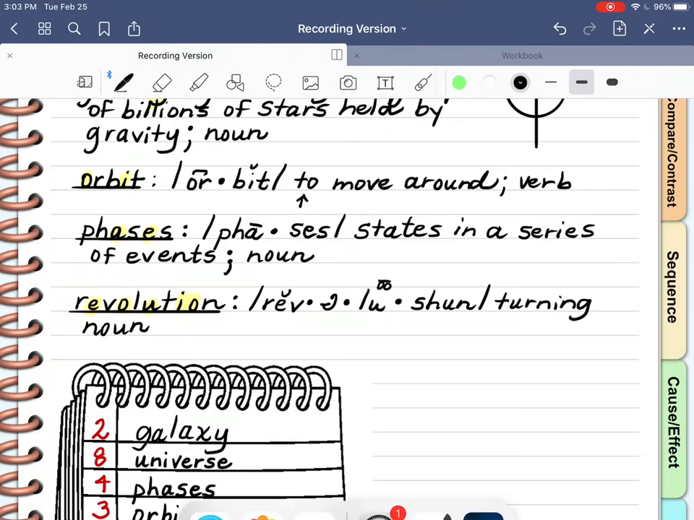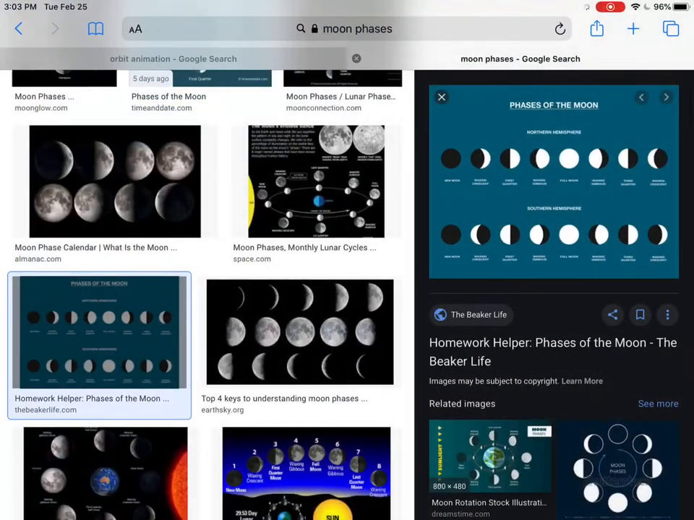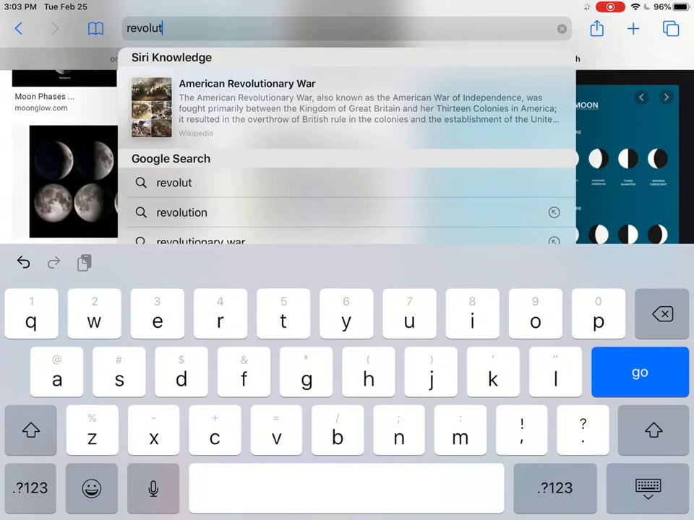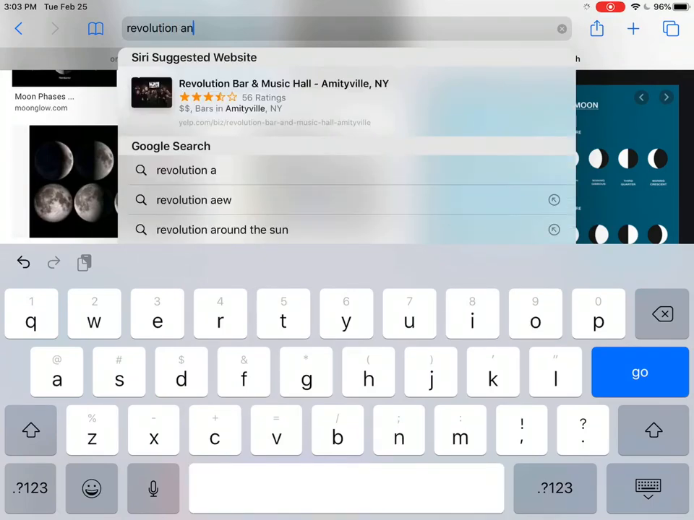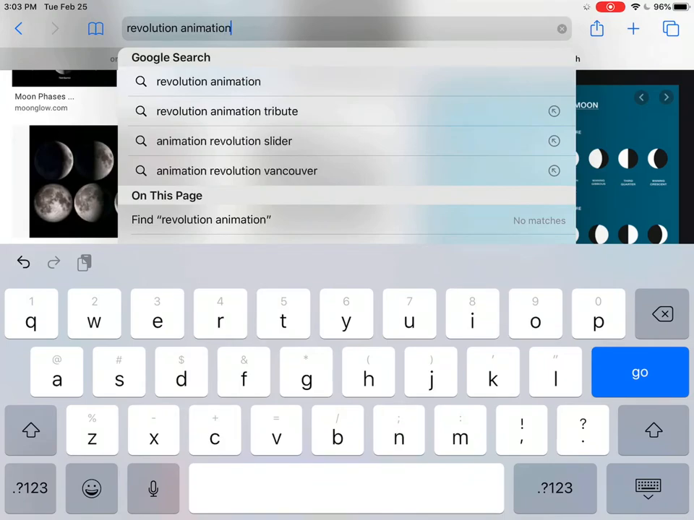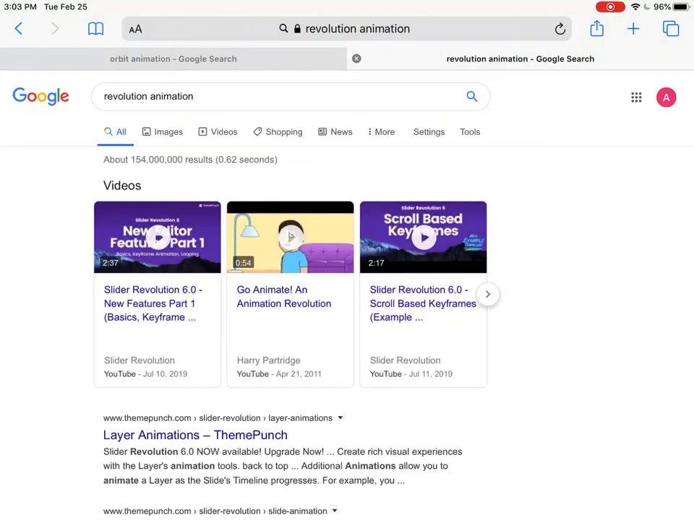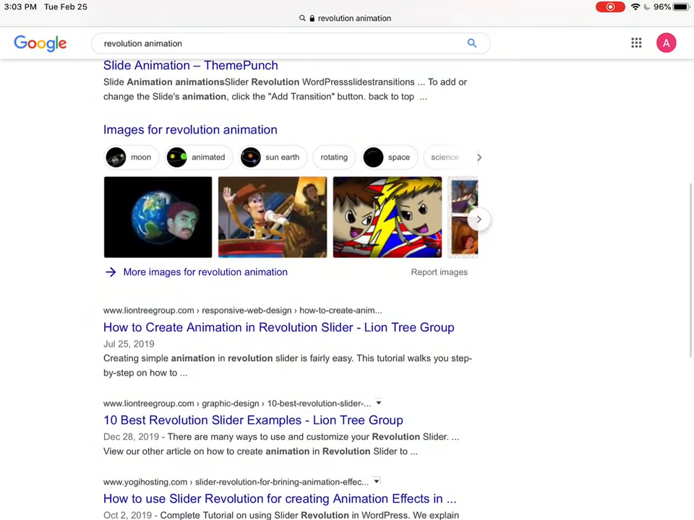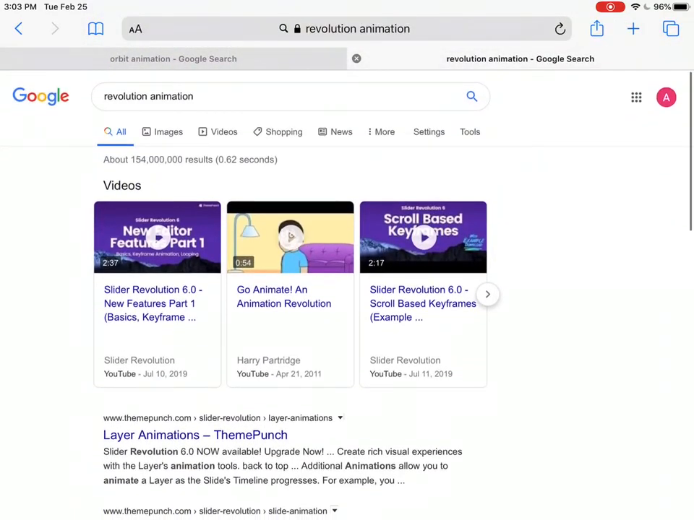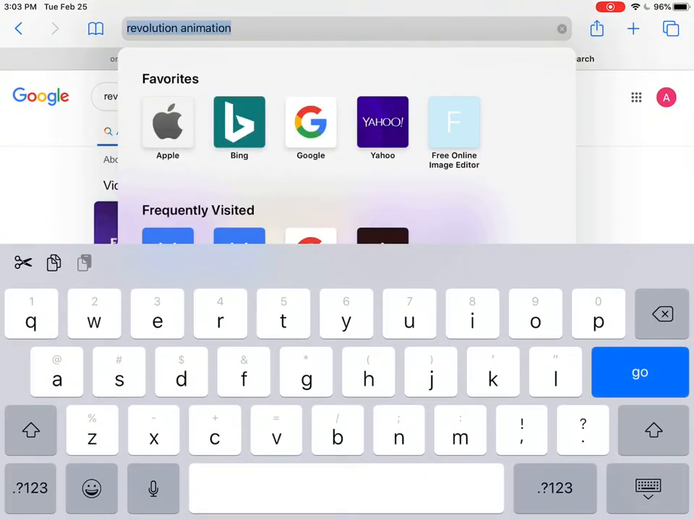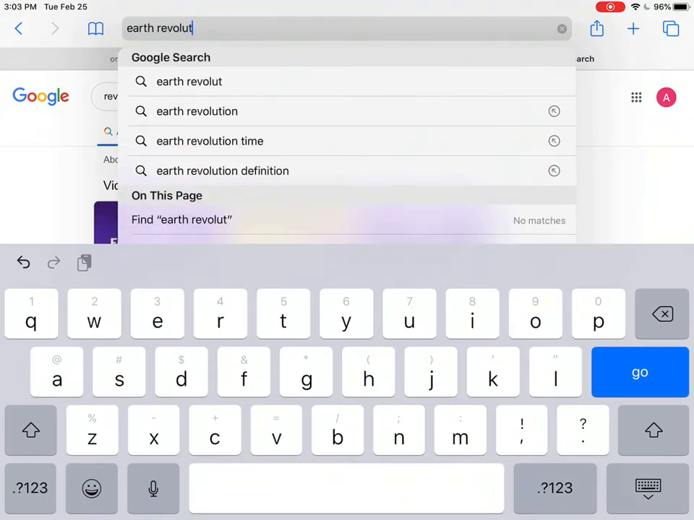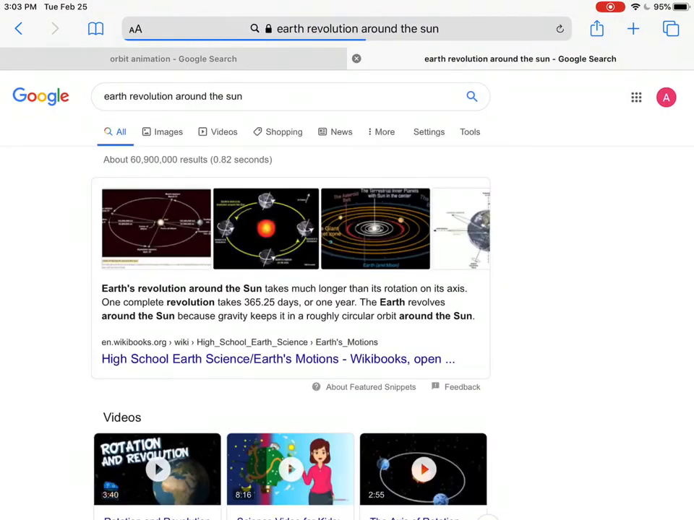So let me show you revolution. Excuse me. I'm about to sneeze. Again, I'm going to type in the word animation because I want it to move if possible. And I'm not sure that we're getting what we want. Let me make it a little more specific. Let's call it Earth Revolution. If you don't get what you're looking for on an internet search, just go ahead and keep narrowing it down. Here we go.